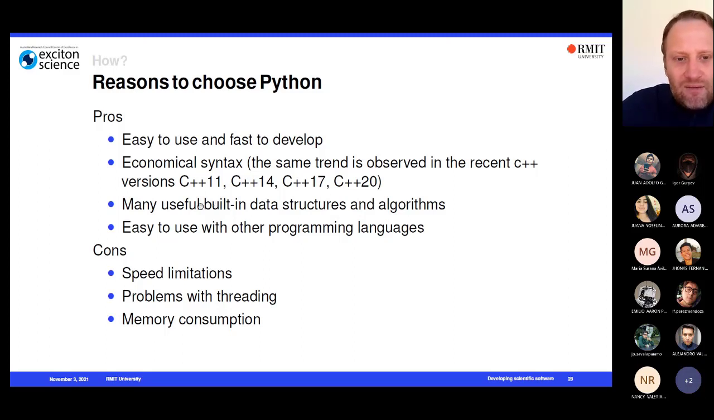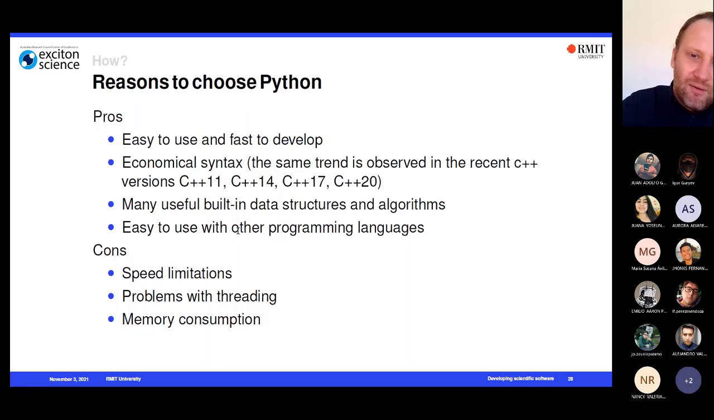And also Python has many useful built-in data structures and algorithms, like linked lists and trees and searching algorithms. And it's also true for C++. C++ has many template libraries which do the same things. And Python can be linked to other languages. So if you have code written in Fortran or C or C++, you can run this code within Python very easily. So you can use Python just for making an interface.